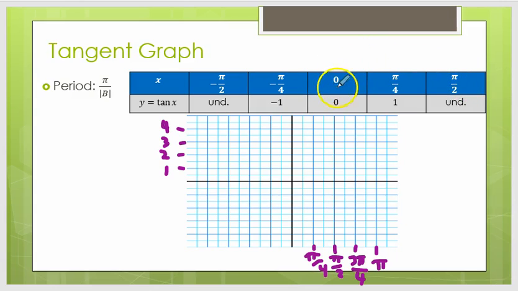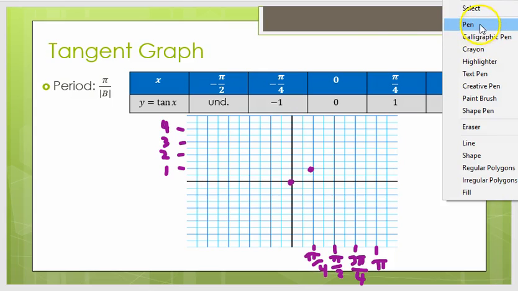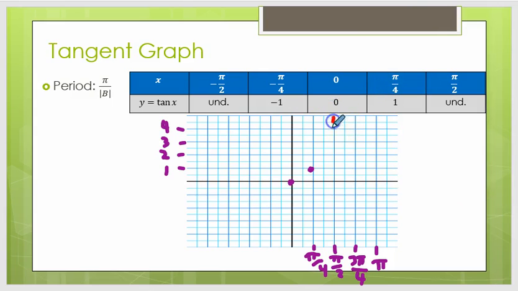In fact, it's usually easier to start from the middle as far as plotting. You have the dot 0, 0, pi over 4 for the x value, and a y value of 1. That would be this dot right here. And then whenever you see undefined for the y coordinate, that x value has an asymptote. So that's where you would want to change colors and then draw a vertical dotted line.